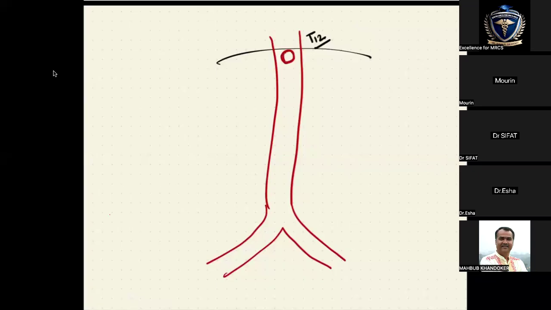Then after that, at lumbar 1, is the superior mesenteric artery, and at the level of lumbar 3, is the inferior mesenteric artery. So if you are asked, what are the anterior branches of the abdominal aorta? Tell me, guys, what are the anterior or ventral branches? One is the celiac trunk, then the superior mesenteric artery, and the inferior mesenteric artery. The superior mesenteric artery is at the level of lumbar 1, and the inferior mesenteric artery is at lumbar 3.